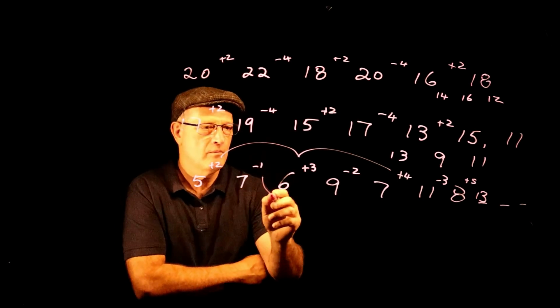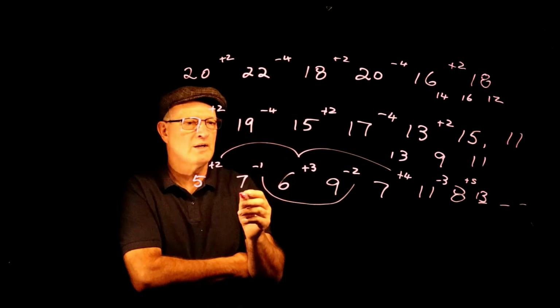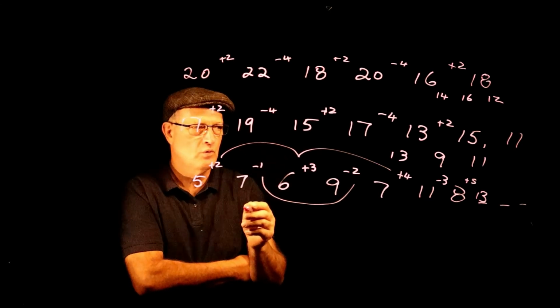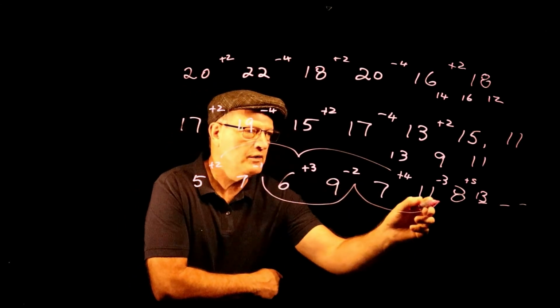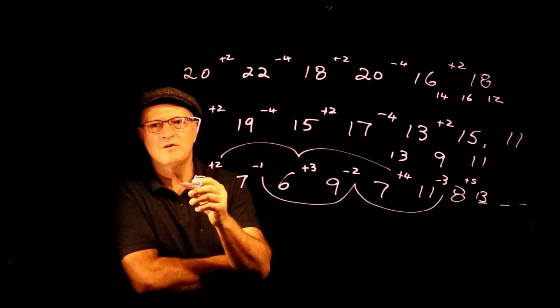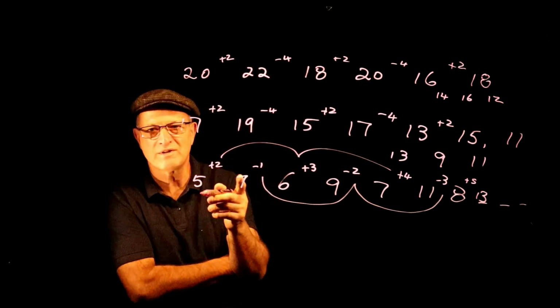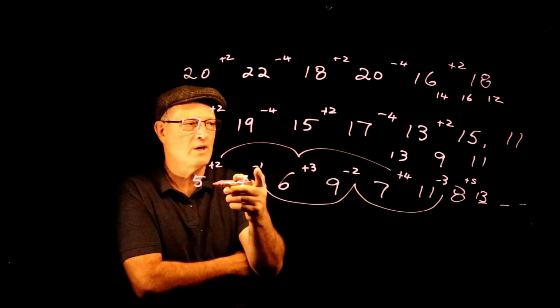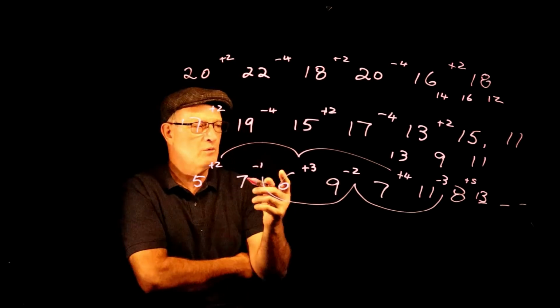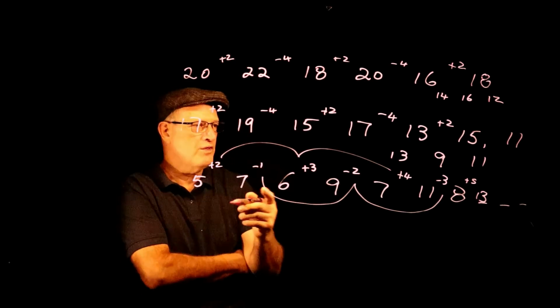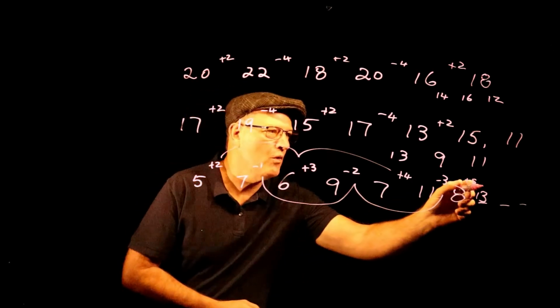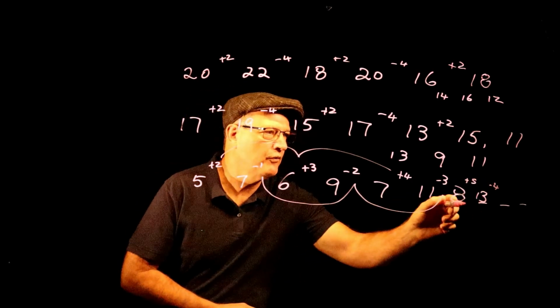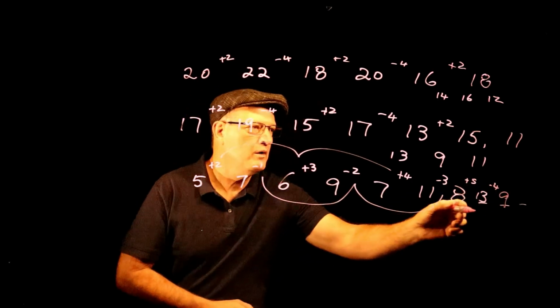Then we take 1. Next time we take 2. And the next time we take 3. So every second time we add, then we take, but every time we take 1 more. So I think the next take would be minus 4, which would give me 9.